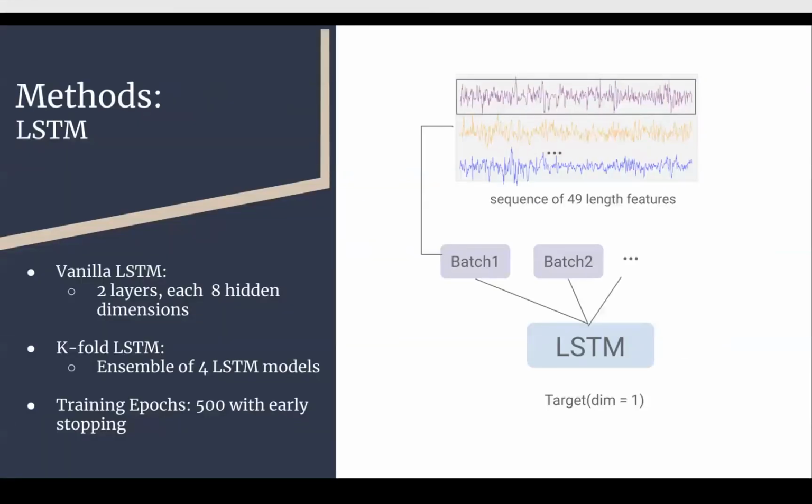Our first approach involved leveraging the power of LSTM networks. We initiated this by employing the basic LSTM architecture consisting of two layers with a specified hidden dimension. We further implemented a K-fold LSTM with five folds, effectively creating an ensemble of models. Both LSTM models underwent 500 epochs. For the basic LSTM, our input features were of length 49. These features were split into batches. The final output of this process results in a one-dimensional output with respect to the specified target.